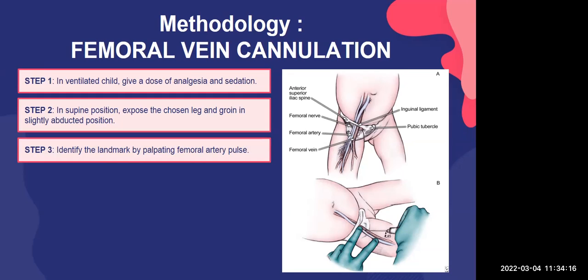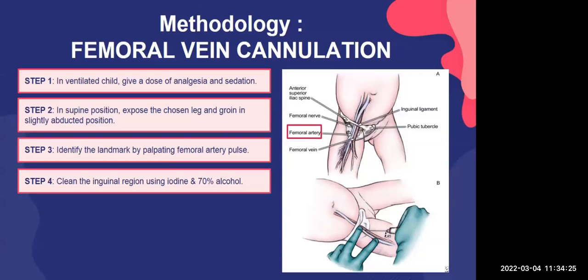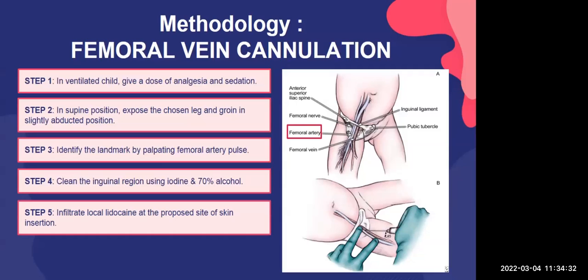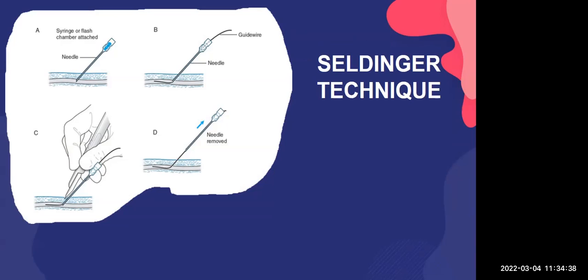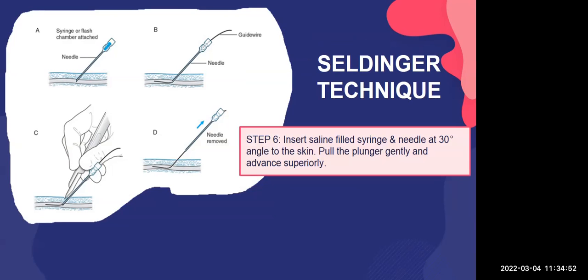At this moment, it is recommended to use ultrasound guidance for this procedure. Then we clean the inguinal region using iodine and 70% alcohol. Then infiltrate local lidocaine at the proper site of the skin incision. The Seldinger technique is commonly used to obtain safe access to the central vein, in which we insert the saline-filled syringe and needle at a 30 degree angle to the skin and parallel to the femoral artery position.